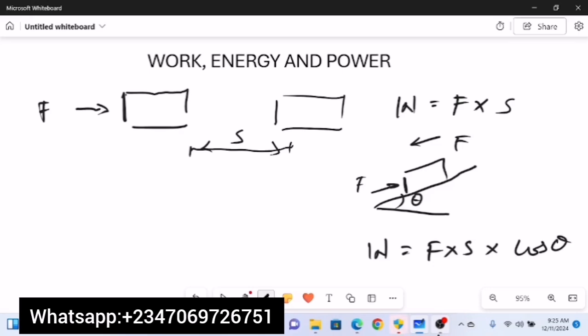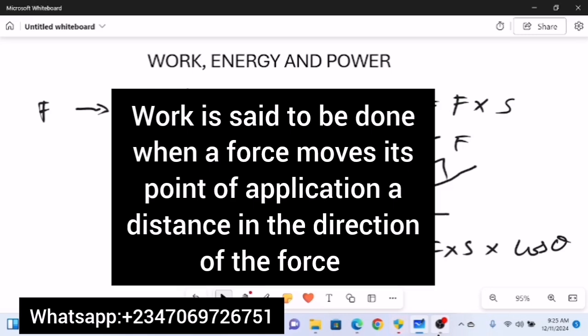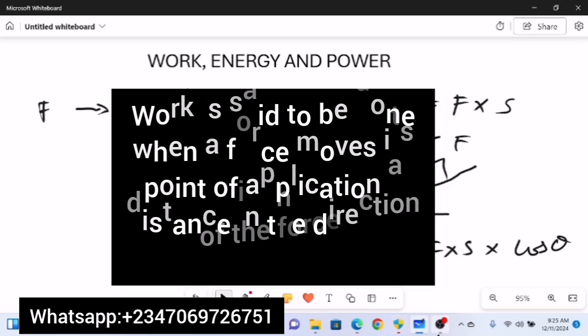So let's say this object was pulled a distance x, just like we explained earlier. It means that the work done becomes the product of the force and the distance. But since this object is inclined at an angle, you must be careful to multiply this work done by the cosine of the angle. So generally, work is said to be done when a force moves its point of application a distance in the direction of the force.